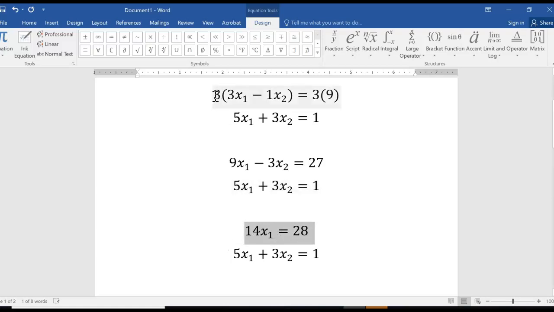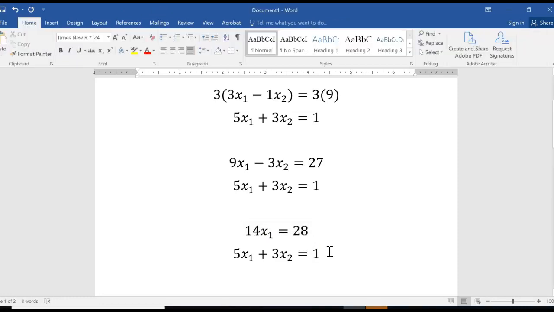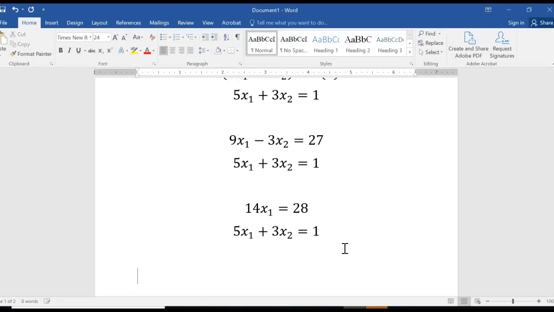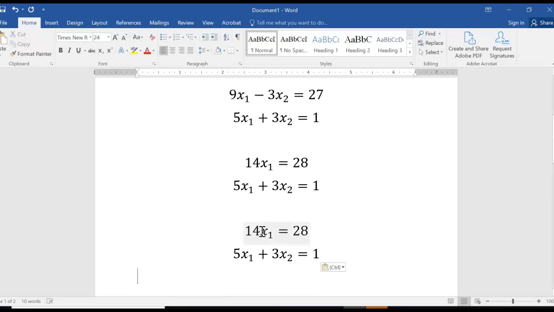Now, how would we solve this top system? Just like before, multiplying by a non-zero constant keeps things the same. Dividing by a non-zero constant keeps things the same. So we'll divide both sides of that equation by 14, and what that will give us is a system of equations. Dividing both sides by 14, we get x1 is equal to 2. So that gives us x1.